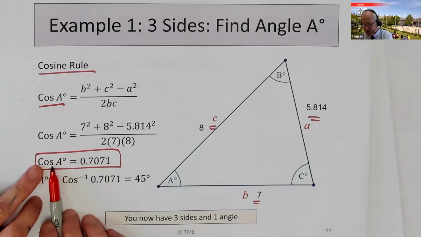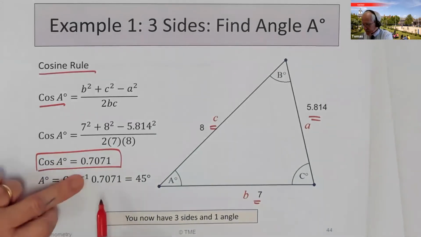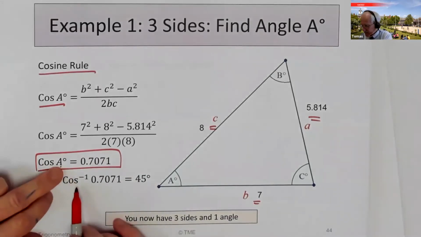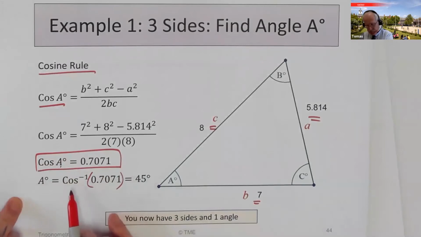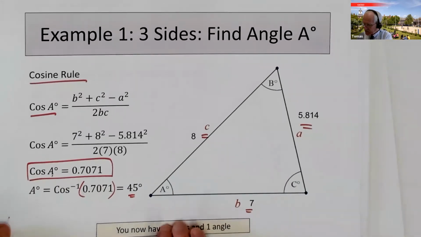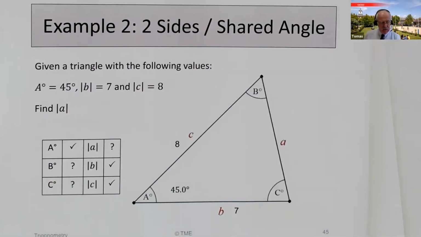How do I get rid of the cos? I do inverse cos. So inverse cos, again, makes that an A. I just type this in the calculator, hit second function cos or inverse cos, and I get 45. So that's it. Now I know the three sides and the one angle. So that's the first question.